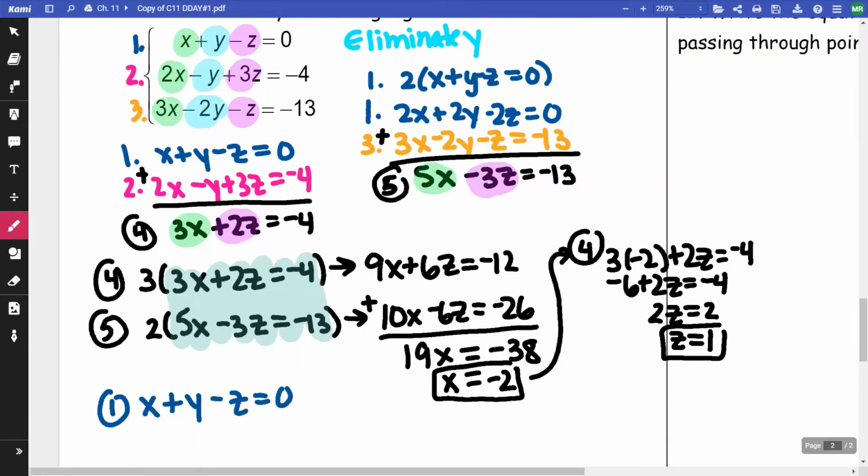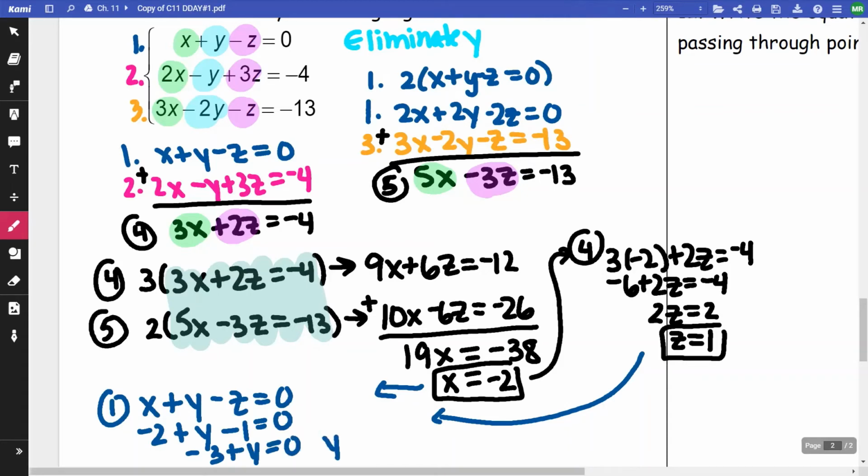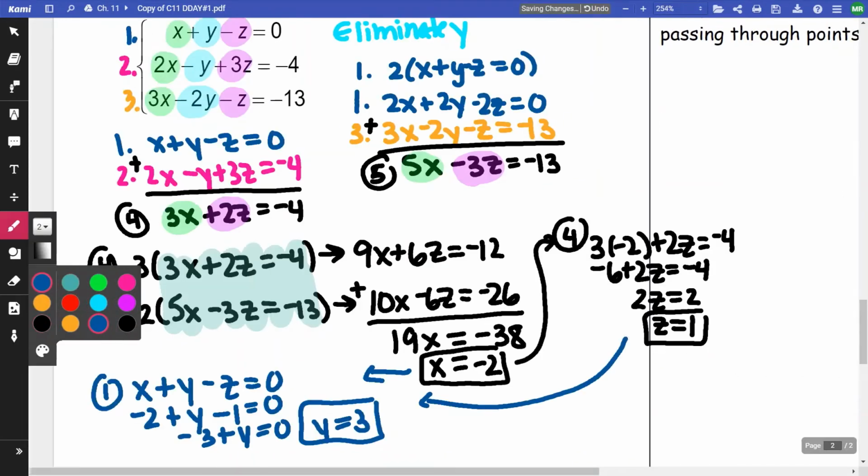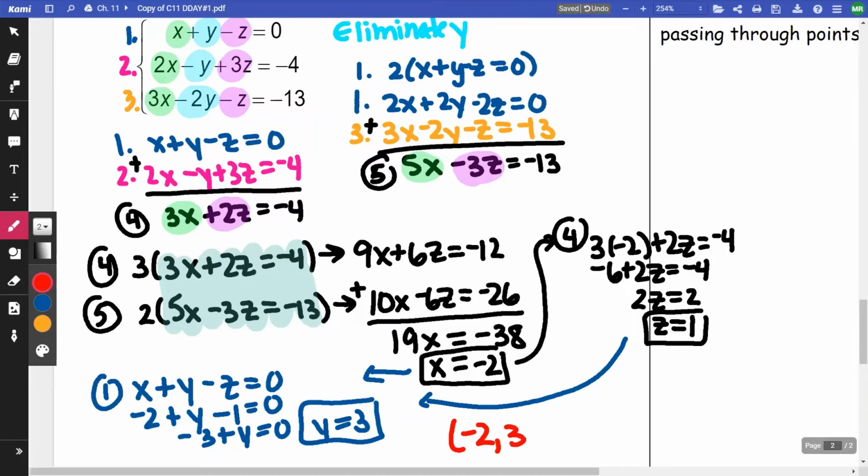So now I'm taking both of these and putting them here. So I'm going to get negative 2 plus y minus 1 equals 0. So negative 3 plus y equals 0. I end up with y equaling 3. Now we write these as a point. Always your x first, so negative 2, your y, which is 3, and your z, which is 1.